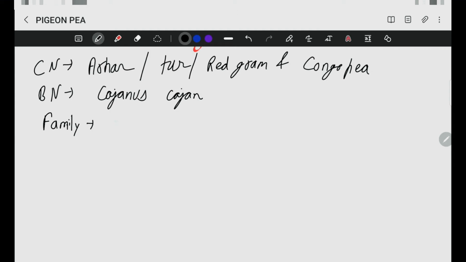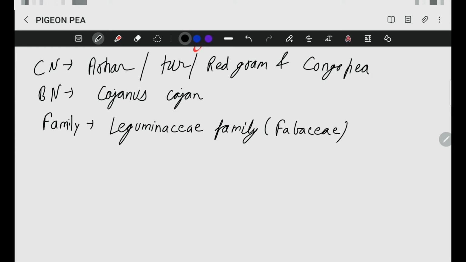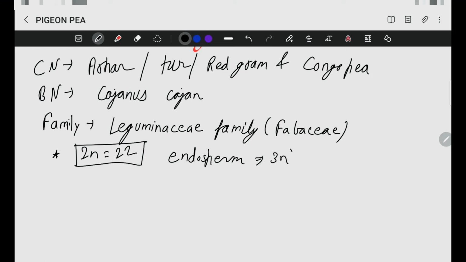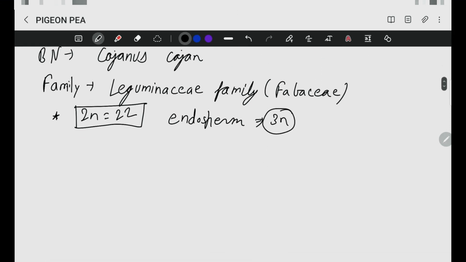The family of pigeon pea, all these pulses come under Leguminosae family. Nowadays this Leguminosae family is also called Fabaceae. So don't get confused. Now let's talk about its chromosome number. 2n equals 22. The question might not be asked directly about chromosome number, but they ask about the endosperm. So in all angiosperms, endosperm equals 3n. So you can easily calculate the chromosome number in the endosperm.